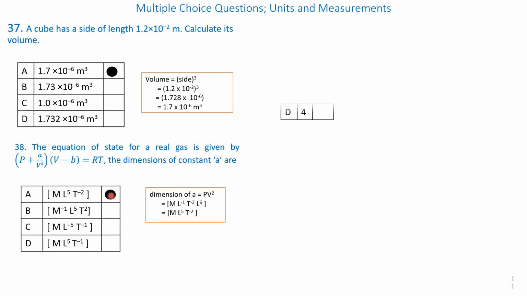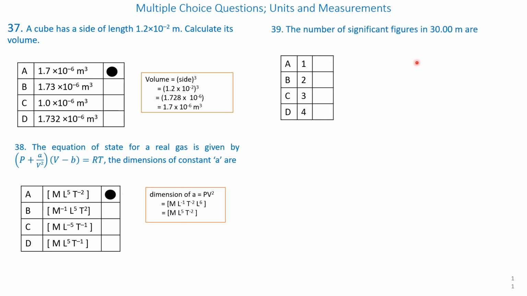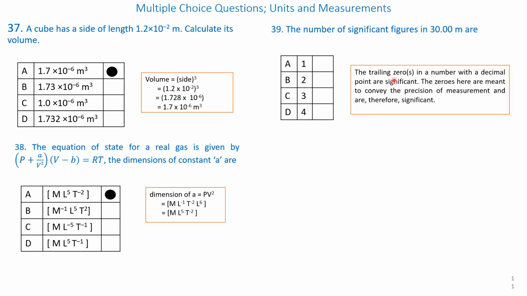Mark it. Next question. The number of significant figures in 30.00 meters are: options are 1, 2, 3, 4. Here there are 4 digits. All are significant because the trailing zeros in a number with a decimal point are significant. The zeros here are meant to convey the precision of measurement and are therefore significant. Therefore, the correct answer is D, that is 4.